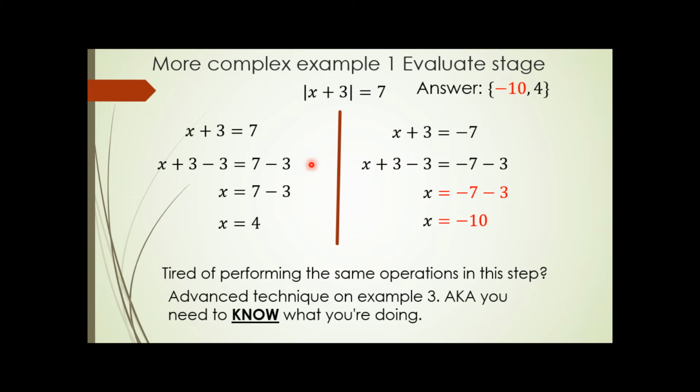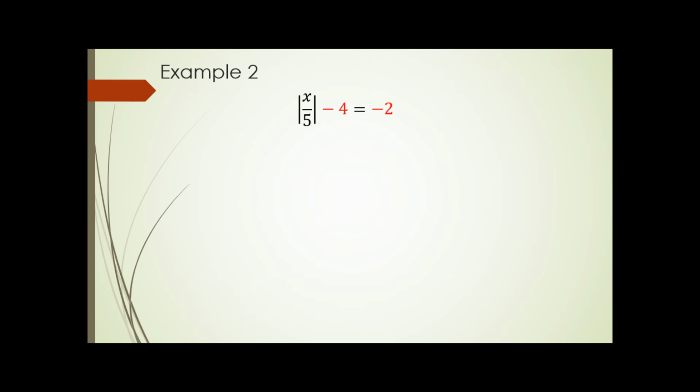So we're going to have another example, example 2, where we're going to go through this longer route, but there is more of a shortcut you can go about this, but you need to know what you're doing. All right. So let's have a look at example 2. As you see, we have dividing inside, but we're also subtracting on the outside. So we need to take care of that first to see if we can do anything.